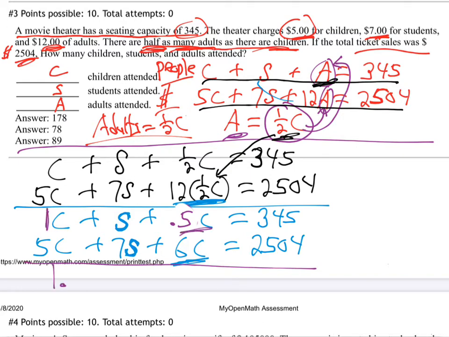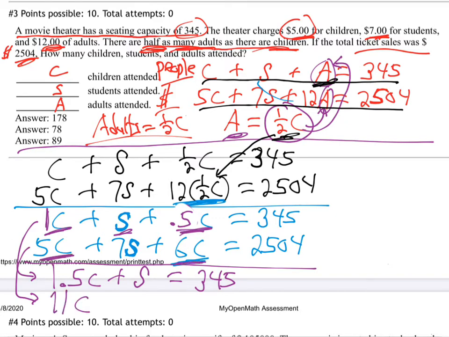1C and 0.5C is 1.5C plus S equals 345. So there's the top equation. Now the bottom one I'm going to combine. The bottom 5C and 6C is 11C plus 7S is 2504. Now I've got 2 nice equations with 2 letters. I've cleaned them up and combined them. So you see what I did? By plugging this A into the 2 equations, I got rid of A. And so now I have 2 equations that have 2 letters. I know how to solve that.